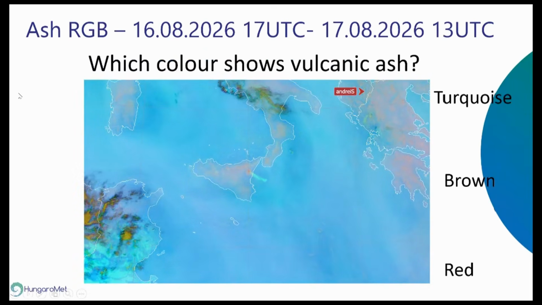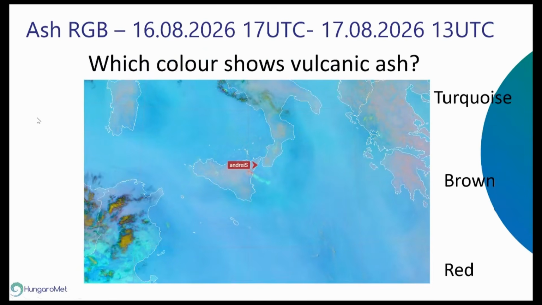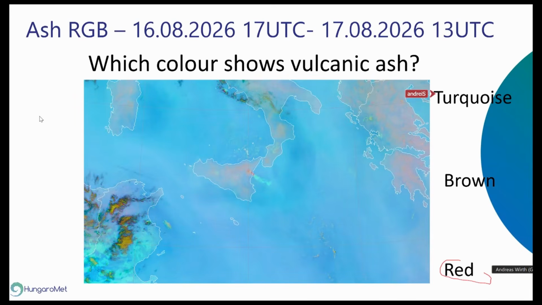You can try to use your markers. What do you think? Which would be the volcanic ash? So someone says the turquoise. So anybody else? Red? Okay. Yes, actually the volcanic ash is shown by the red.